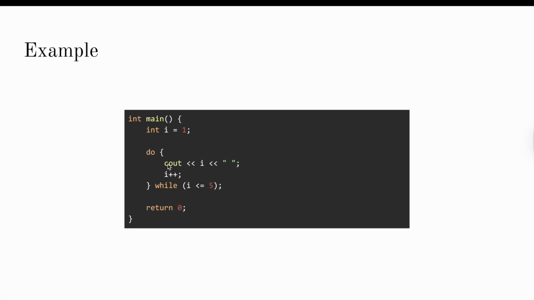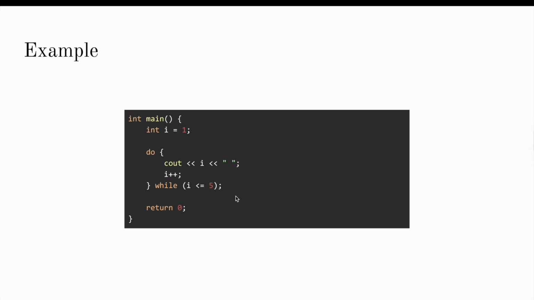I is equal to 1, and do it will print I: 1 2, because the condition here is I less than or equal to 5. That means it will run 5 iterations: 1 2 3 4 5, stop. But it runs at least once, even if we put 0, it will print 1.